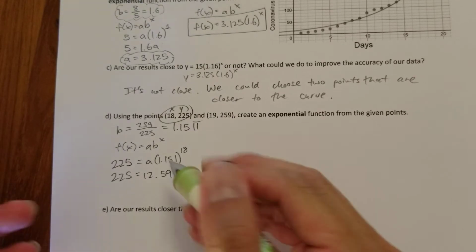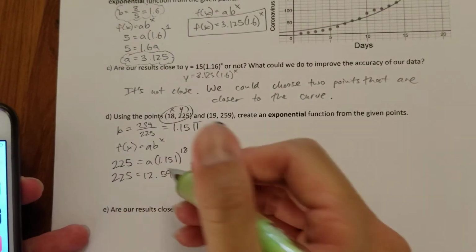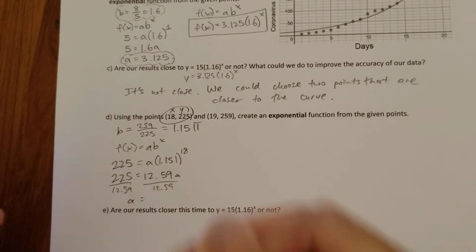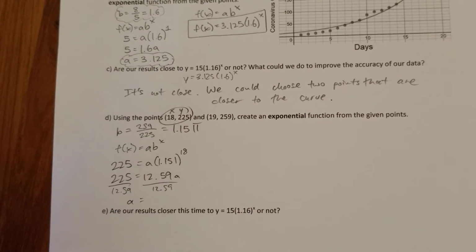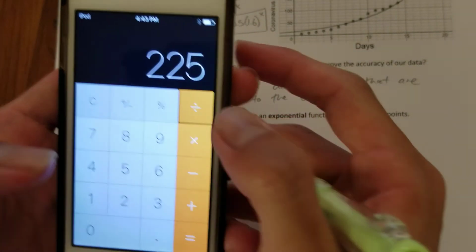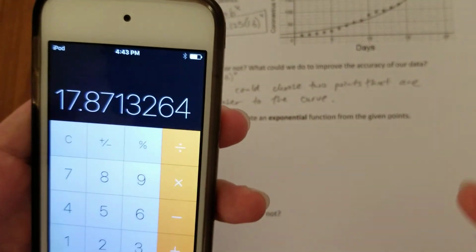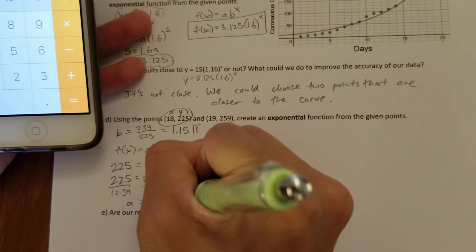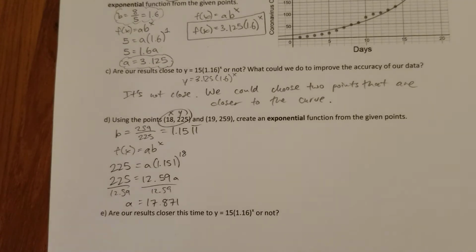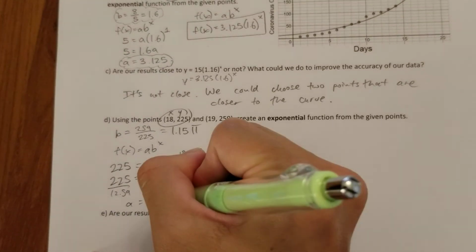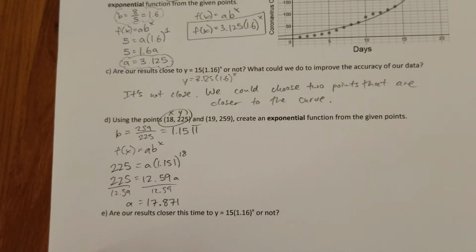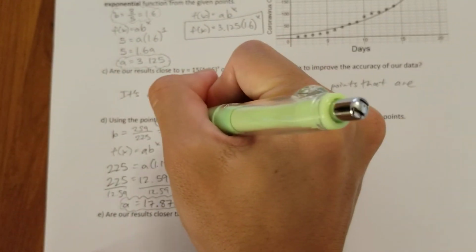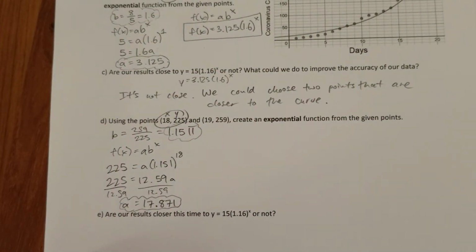Now what you want to do is divide each side by 12.59. 12.59 divided by 12.59 cancels, so our answer, 225 divided by 12.59, is about 17.87. I'm just going to keep the last thousandths decimal place, so 17.871. Okay, so we know a, and we also know b.